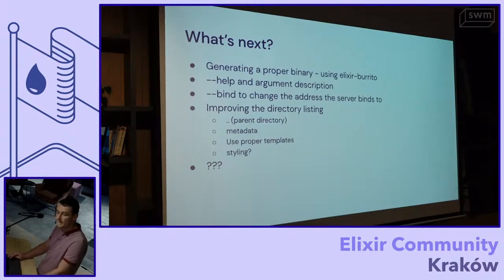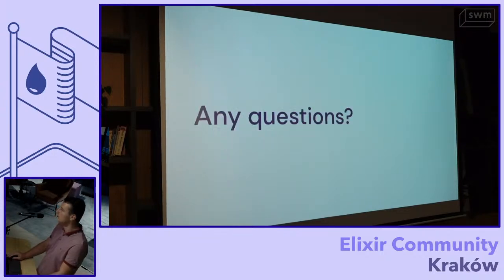That can be easily done. But it can be extended further with metadata, so we can create listings like, for example, I think Apache does, with a last modified date and the size of the file and so on. With styling maybe, and with the architecture we can add a template engine, and I would no longer have to write a string containing HTML. Probably many more things can be done, so I'm open to ideas. Are there any questions?